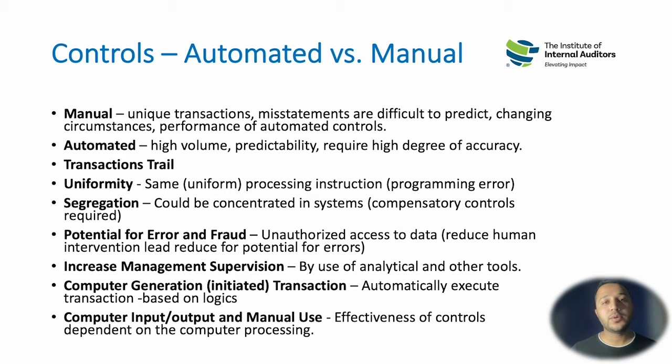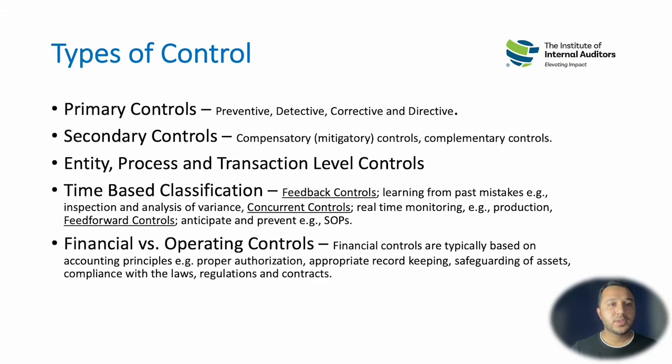So these are some of the attributes and differentiation between automated and manual control. There are certain other classifications of controls which we will be discussing in the upcoming slides. So let's begin with the different types of controls. Controls could be defined into different groups or categories from different angles and perspectives. In the previous slide, we talked about manual and automated control and the characteristics of both. Here we will talk about primary and secondary and some other classifications of controls.